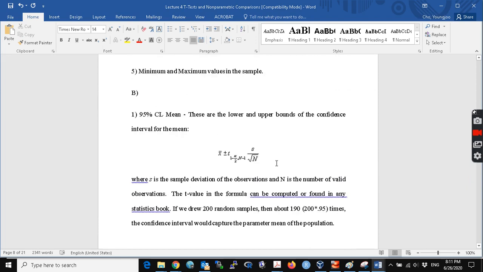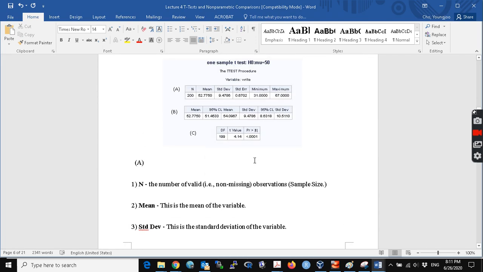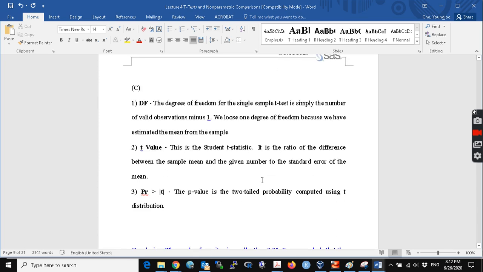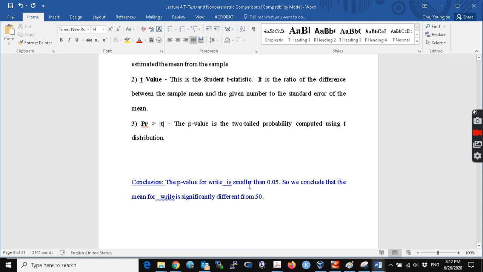So in C, you have the degrees of freedom 199, because this is the n minus 1 degrees of freedom. And the t value is the test statistic, x bar minus mu 0, which is 50, divided by s divided by square root n. And this third part is the p value, which is less than 0.0001, which means that we reject the null hypothesis here. So the p value is smaller than 0.05, which means that we conclude that the mean write score is significantly different from 50.